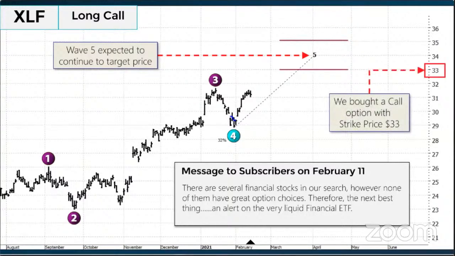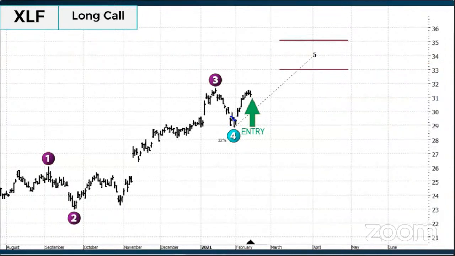So with the target price set right around 34, we selected a call with a 33 strike price. There was our entry. You can see right there at the previous wave 3 high, expecting it to break that and move to the wave 5. It did just that. In fact, notice that gap up. So we're getting a little bit of a spike in volatility.